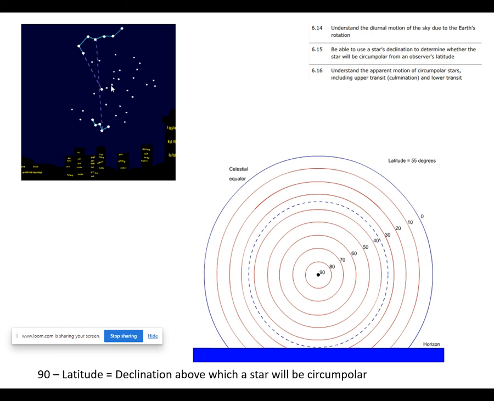When it crosses this meridian line, we have this idea of upper transit and lower transit. So this is the lower transit, and here is the upper transit. Okay. And diurnal motion is just the idea of day and night, so obviously the rotation of the Earth.